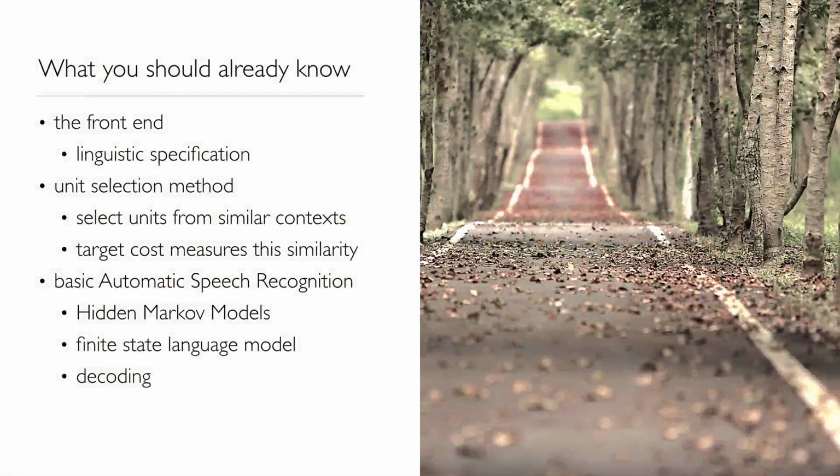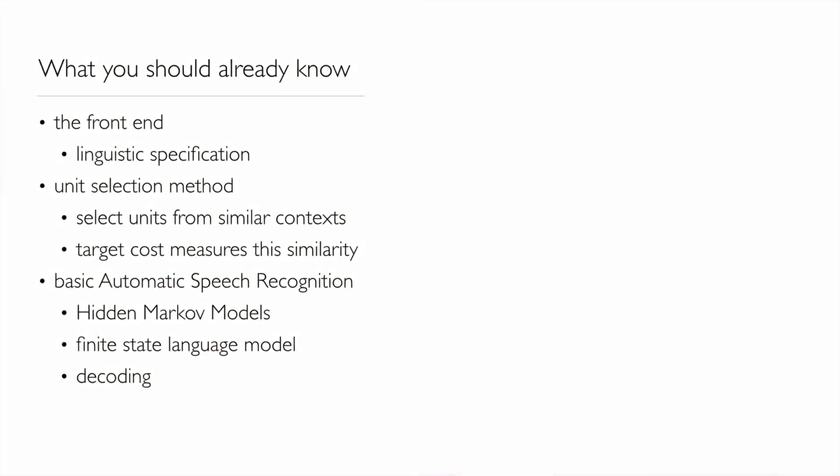What should you already know? You should certainly know how the front end works, and in particular that it produces a thing called a linguistic specification. And you need to know what's in that linguistic specification. In other words, what features the front end is able to provide. Phonetic features, such as the current sound, preceding sound, following sound. Prosodic features. And also what we might be able to easily derive from those things, such as position, where we are in the current prosodic phrase, for example.